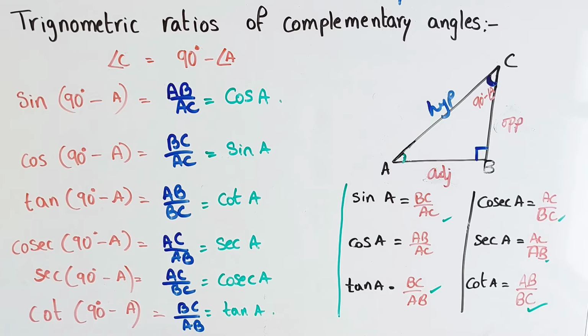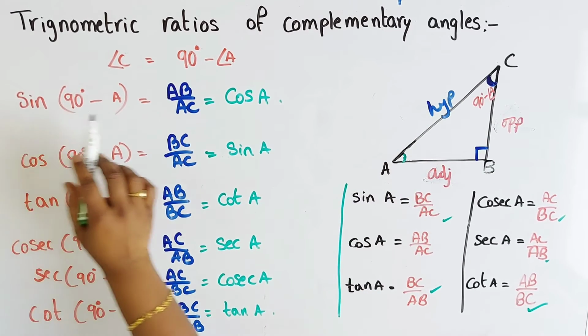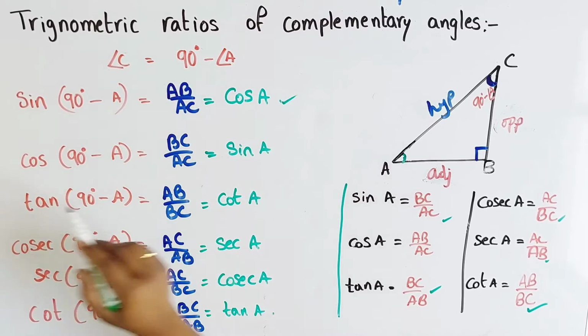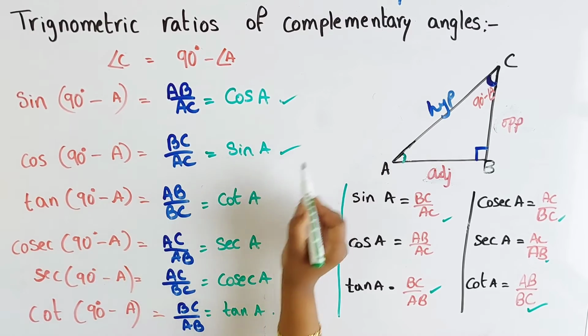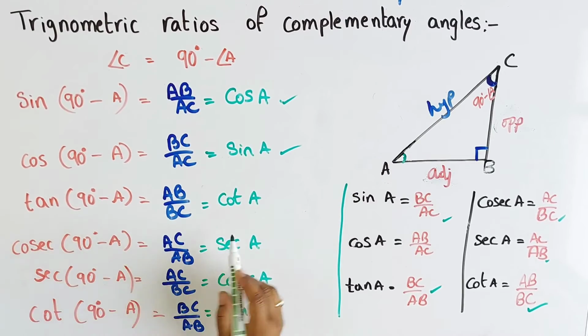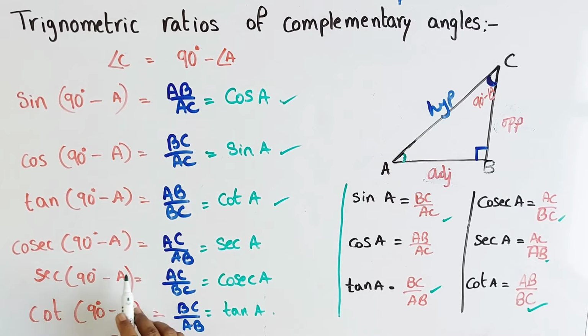So these are the trigonometric ratios of complementary angles, children. Sin 90 minus A equal to cos A. Cos 90 minus A equal to sin A. Tan 90 minus A equal to cot A. Cosecant 90 minus A equal to secant A. Secant 90 minus A equal to cosecant A. And cot 90 minus A equal to tan A, children.